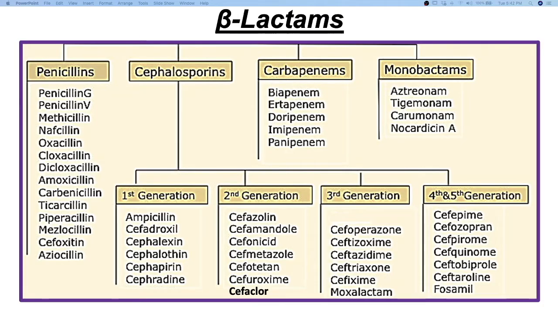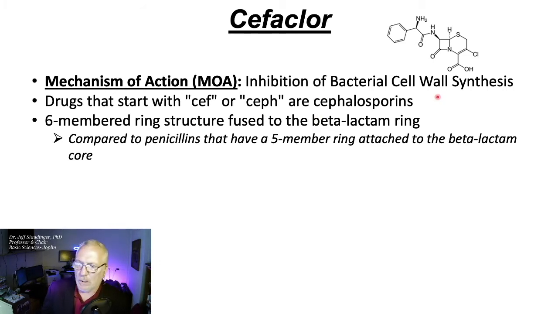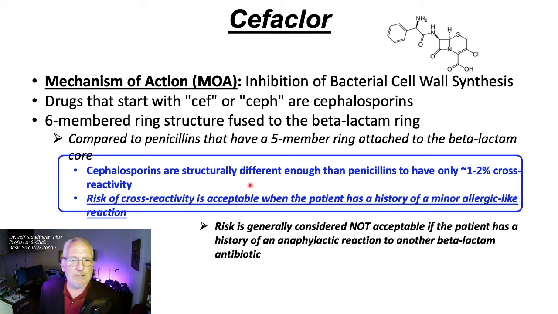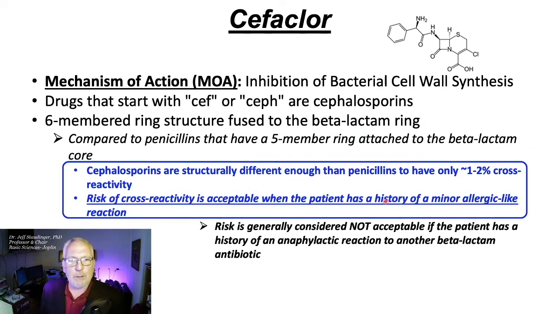Let's talk about a second-generation cephalosporin called cefaclor. Cefaclor is a bacterial cell wall synthesis inhibitor. It has a 6-membered ring, compared to other penicillins that have a 5-membered ring attached to the beta-lactam core. Cephalosporins are structurally different enough from penicillins to only have 1 to 2% cross-reactivity because of this difference. So the risk of cross-reactivity is acceptable when a patient has a history of minor allergic-like reactions. The risk is not considered acceptable if the patient has had a history of anaphylactic reactions to other beta-lactam antibiotics.